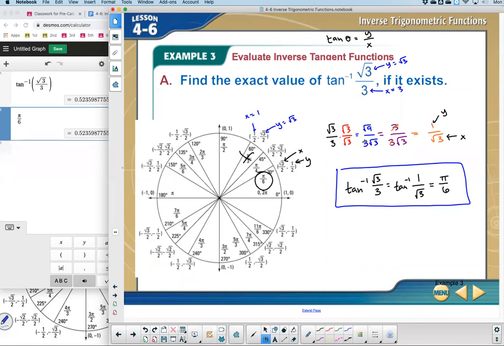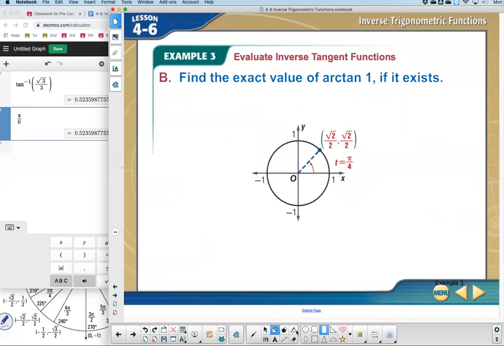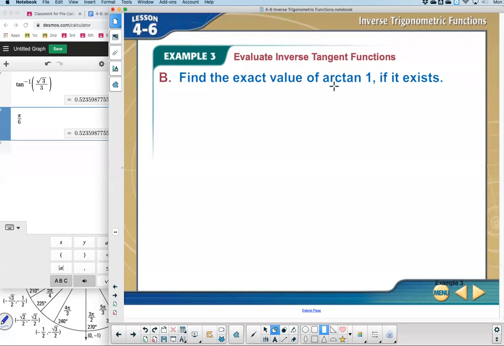Now let me show you another type of trick we might do. So again, I'm going to copy this. All right, what if we were looking for tangent inverse of 1?